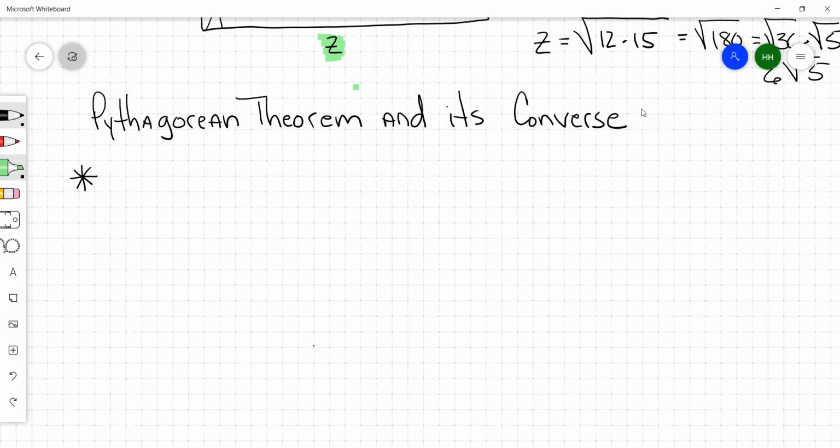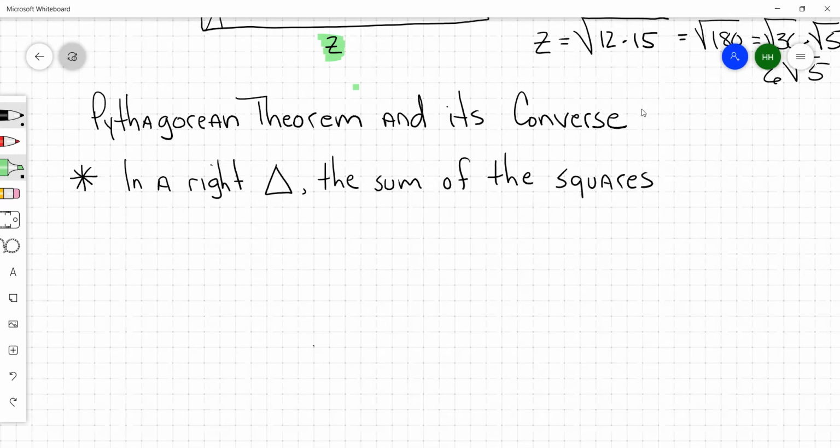The Pythagorean theorem states that in a right triangle, the sum of the squares of the legs is equal to the square of the hypotenuse.